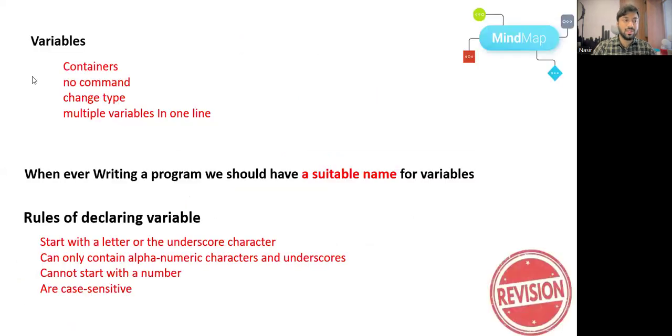Okay. Now let's quickly revise what are the things. The variables are containers which do not need any commands. If we study Java and C, there we had to give int x. But here we need not give. Okay. We can just assign x is equals to 10. So no commands are required. We can change the type, right? From integer, we can change it to string. And we can declare multiple variables. Okay, so remember, variables are the containers which are used to store some values.